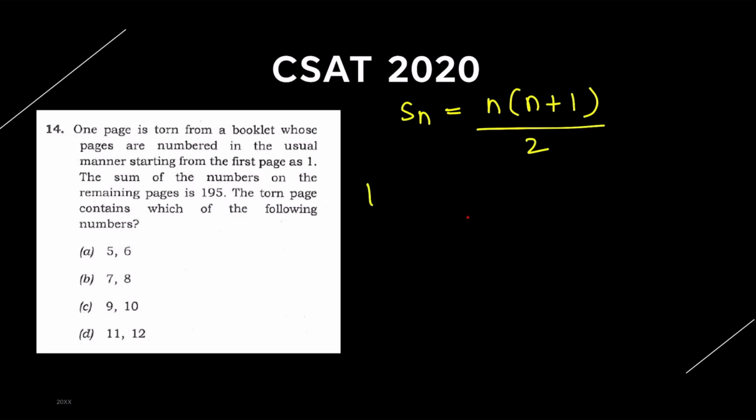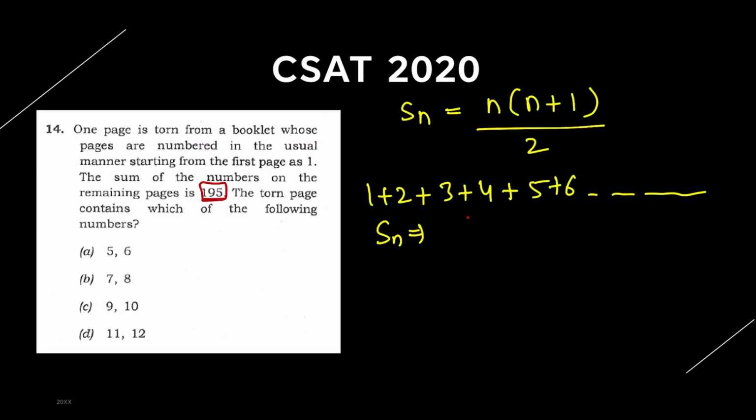Now, this book contains some pages, and if it is a normal book, this is how the sum of all the pages looks, right? If it had been a normal book with that page intact, not taken out of it, then the sum of all the pages would be given by this formula, right? Now, it is given that after one page was taken out of it, the remaining sum is 195.